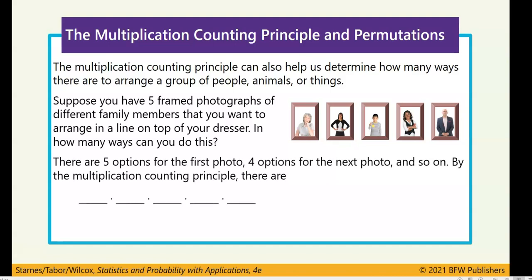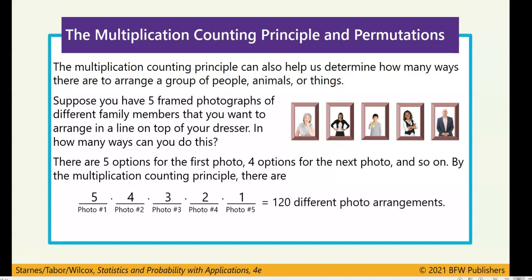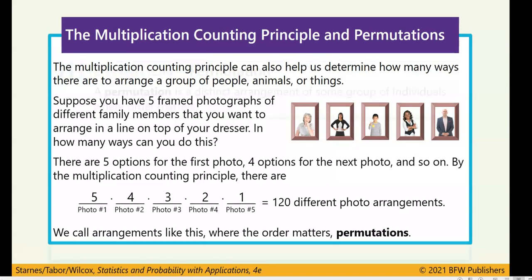But you could do the slot method, as I call it. You write out the 5 slots. How many options are there for the first one? 5. And then 4, once you've chosen the first one, there's only 4 left that you could put next. Then 3, then 2, then 1. You multiply those out and you get 120 different photo options. We call those permutations because order was important.